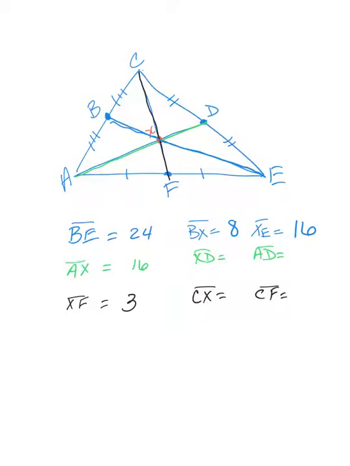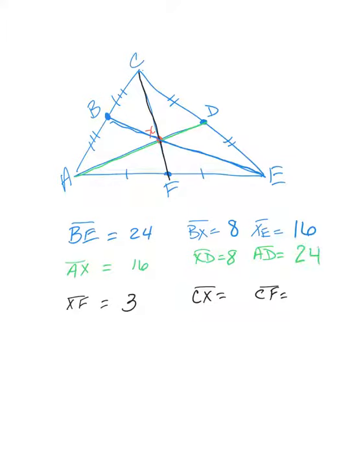Now on AX, they gave you the longer of the 2 pieces, right? The one that goes into the corner. So you're going to divide that by 2, and that's going to be 8 each. So XD would be 8, and the whole thing would again be 24.